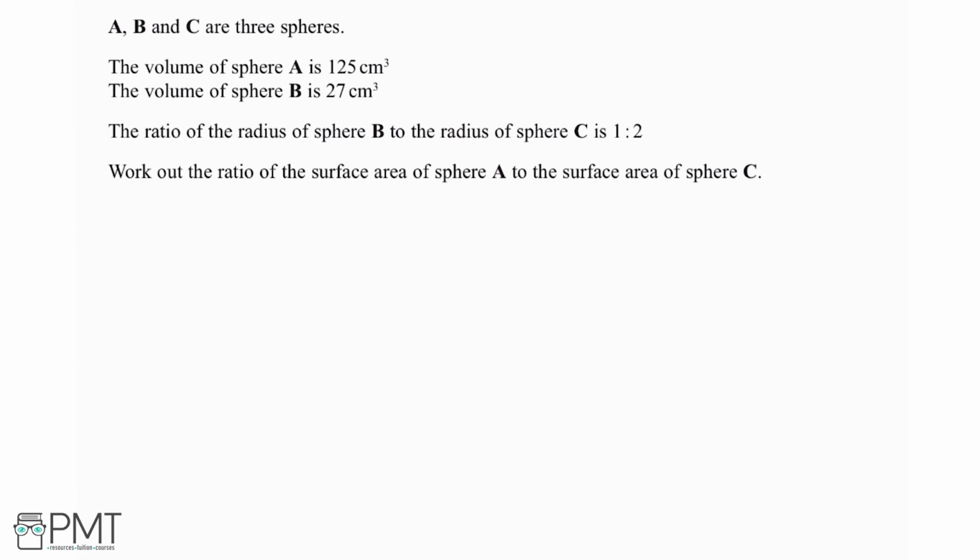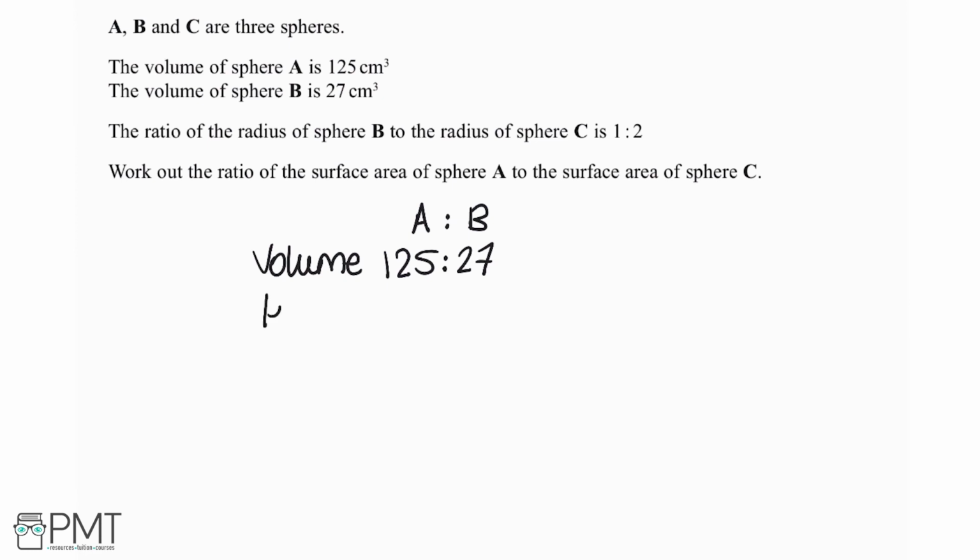sphere C. Okay, so firstly, we're going to be having a look at the ratio of sphere A to sphere B. Now we know the volume of sphere A and the volume of sphere B. So the ratio of the volume is going to be 125 to 27. Because A is 125 centimeters cubed and B is 27 centimeters cubed.